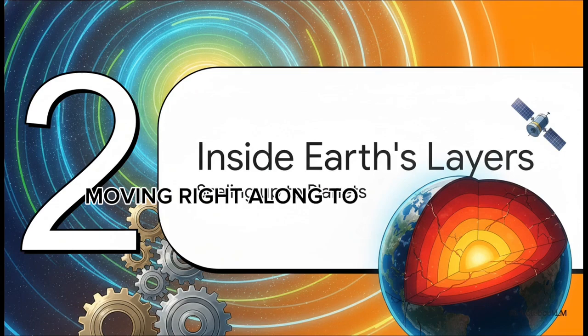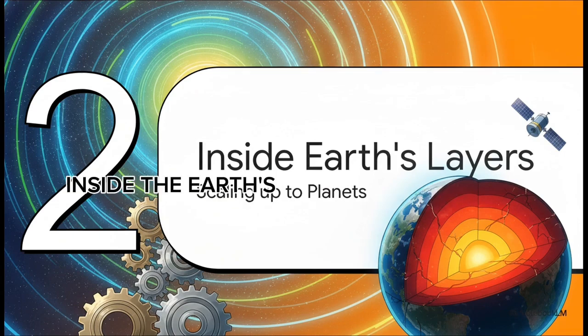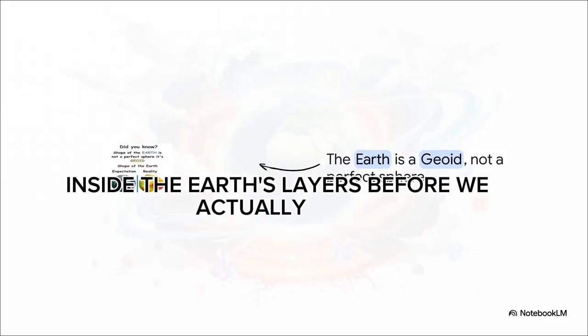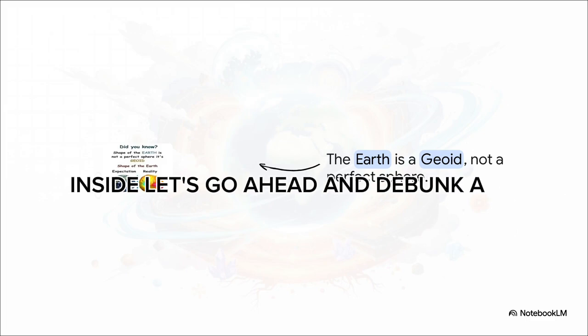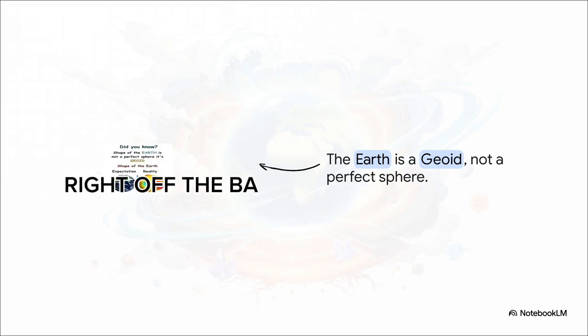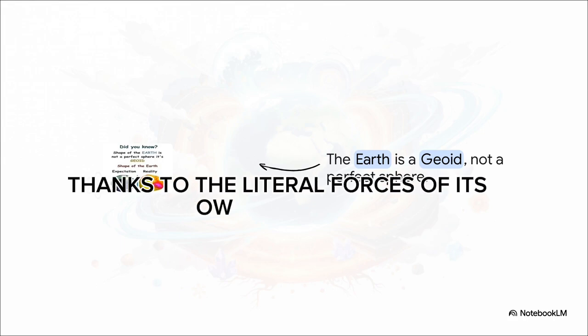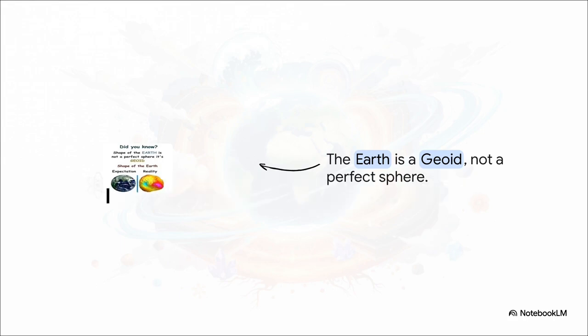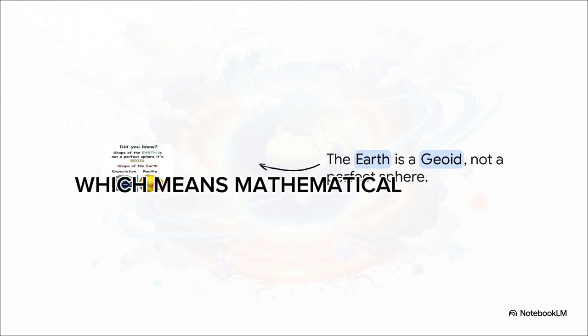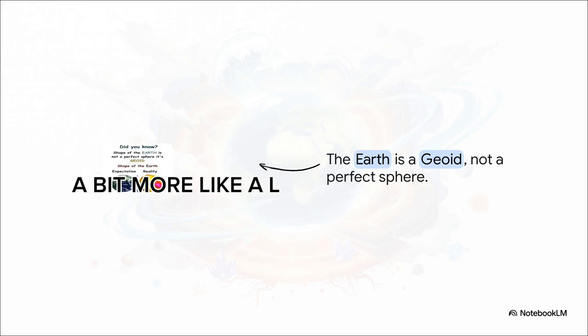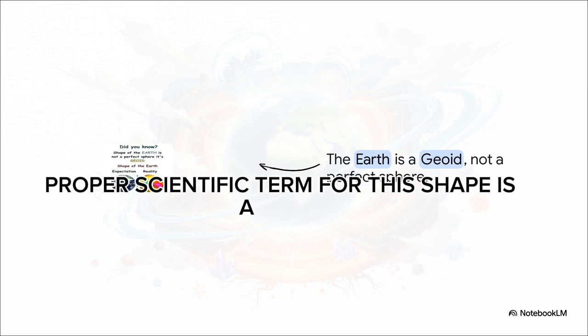Moving right along to section 2, inside the Earth's layers. Before we actually peek inside, let's go ahead and debunk a massive assumption right off the bat. The Earth is not a perfect sphere. Thanks to the literal forces of its own rotation that we were just talking about, it bulges at the equator and kind of flattens out at the poles, which means mathematically our planet is shaped a bit more like a lumpy potato. The actual proper scientific term for this shape is a geoid.